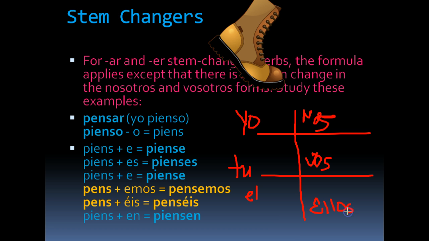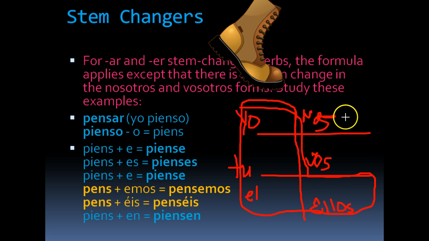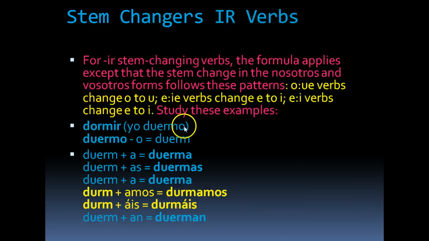So when I say boot verb, what I'm saying is that the changes are occurring. They look like this. They look like the shape of a boot, because in the nosotros and the vosotros form, they take a different form, or they go back to the original stem. So a boot verb looks like a boot where it has its changes. Okay, muy bien. Vamos a ver.